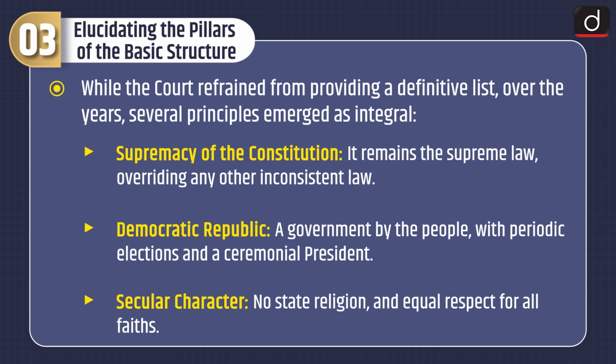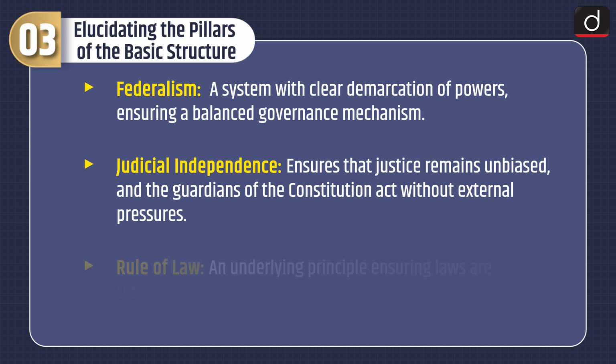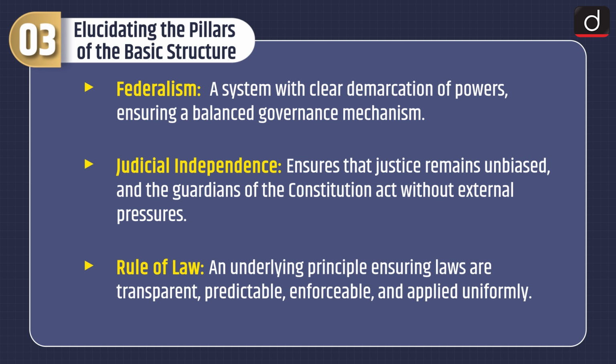Secular character. No state religion and equal respect for all faiths. Federalism, a system with clear demarcation of powers ensuring a balanced governance mechanism. Judicial independence ensures that justice remains unbiased and the guardians of the Constitution act without external pressures. Rule of law, an underlying principle ensuring laws are transparent, predictable, enforceable, and applied uniformly.